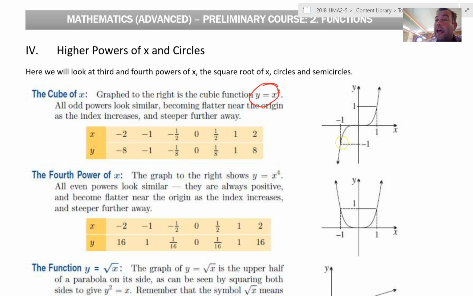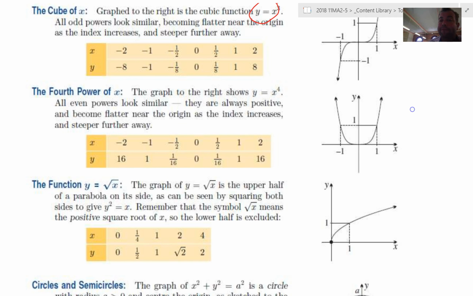We have this sort of thing, and it means that our domain and range revert back to all real x and all real y. Okay, there's limitations on the range of a quadratic, but not on a cubic. There we go. So that's a cube. Next up, a fourth power. A fourth power, so x to the power of 4.